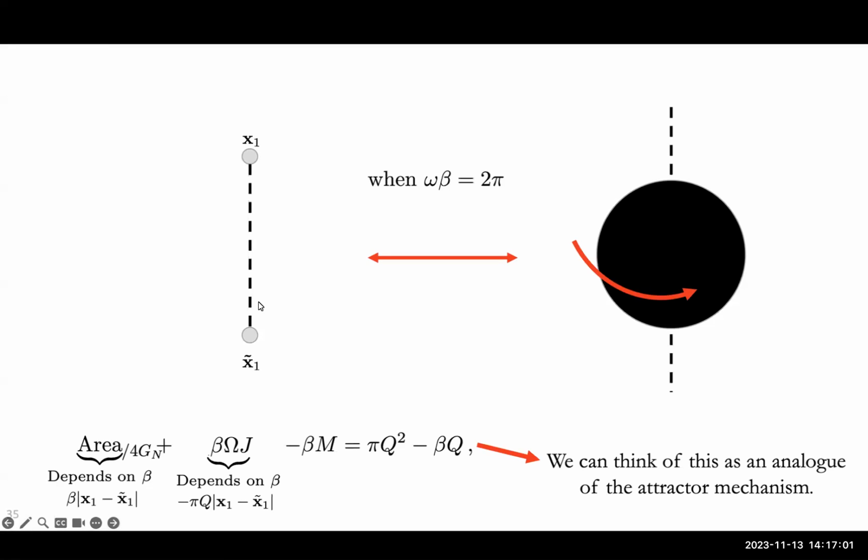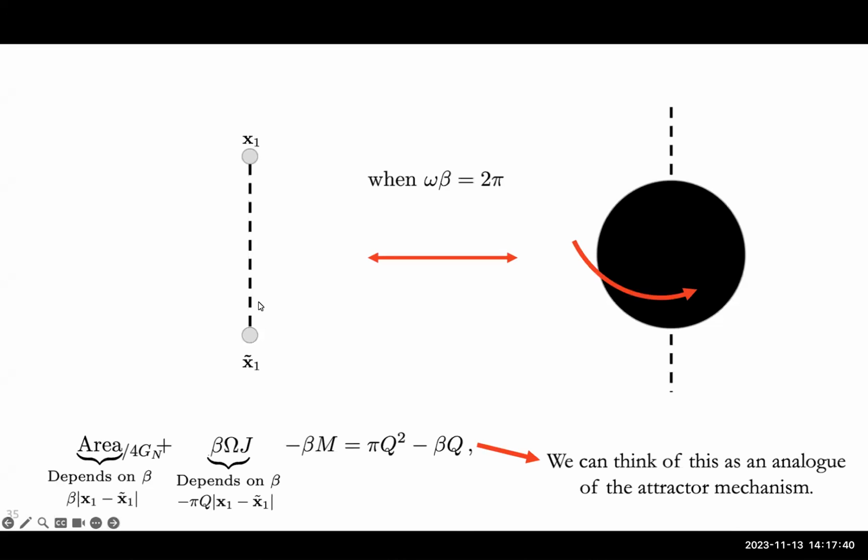But remember that in order to compute the free energy, I also have to add this term that's given by beta omega j, where beta omega is equal to 2 pi. But j has a semi-classical expectation value, which is given by this value. And if I sum up these two terms together, you get something that has a trivial temperature dependence that gives you the extremal entropy and the term associated to the BPS energy. We can think of this as an analog of the attractor mechanism.